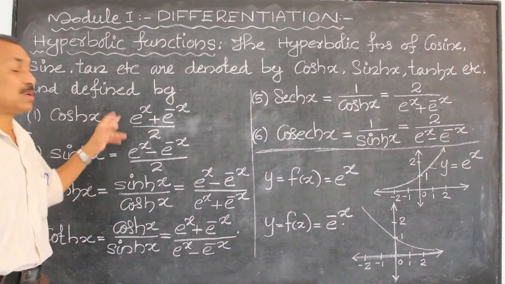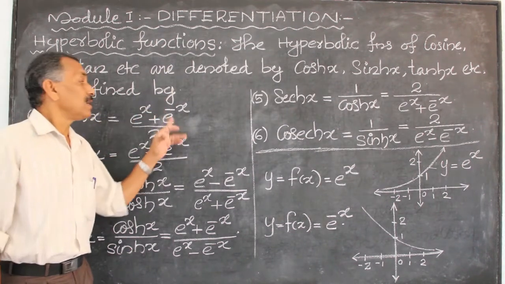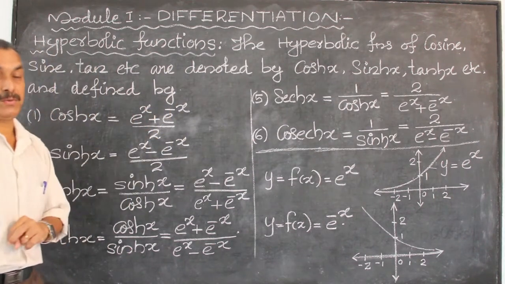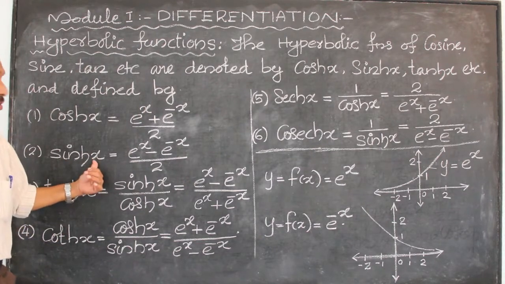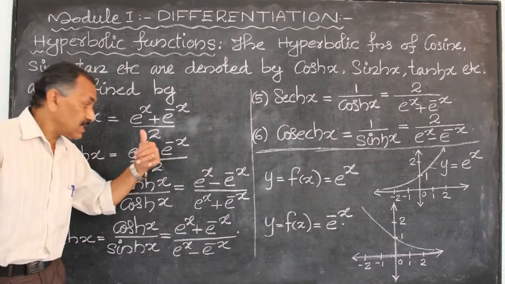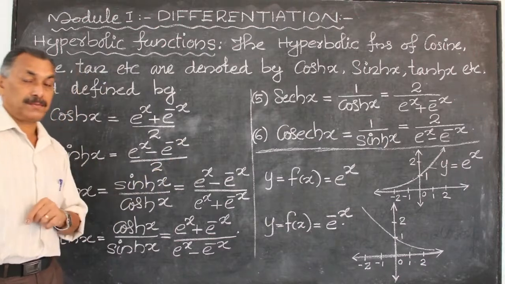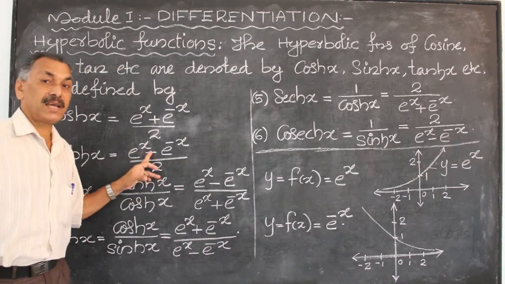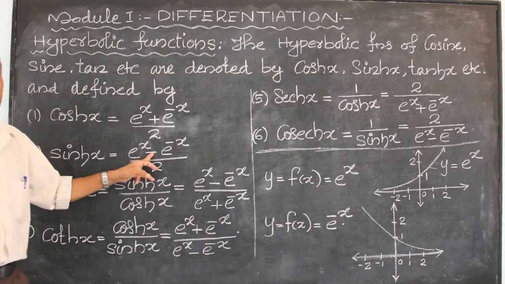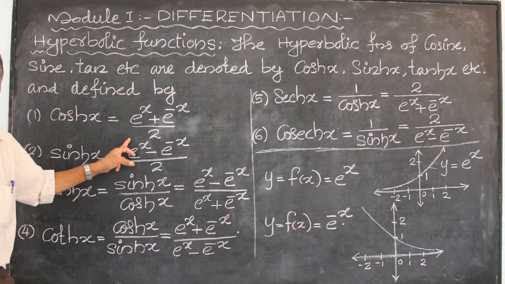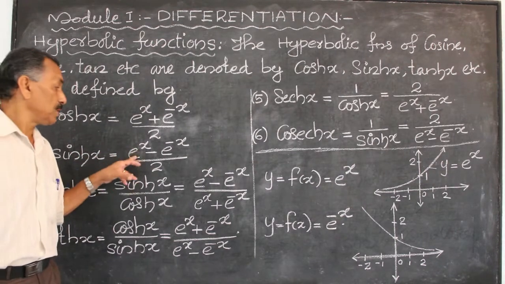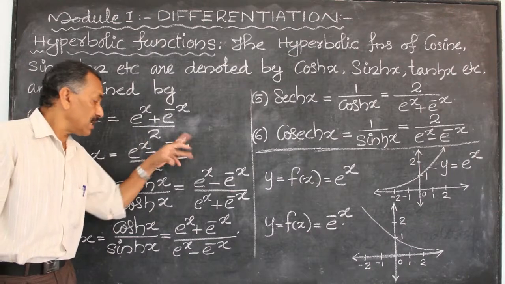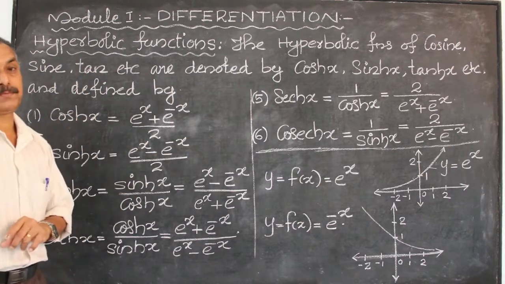Cos hx is equal to e raised to x plus e raised to minus x divided by 2. Okay? Then similarly sin hx is equal to e raised to x minus e raised to minus x by 2. This plus is always for cos and minus is for sin. Hyperbolic function of sin hx is defined like this: sin hx is equal to e raised to x minus e raised to minus x divided by 2.